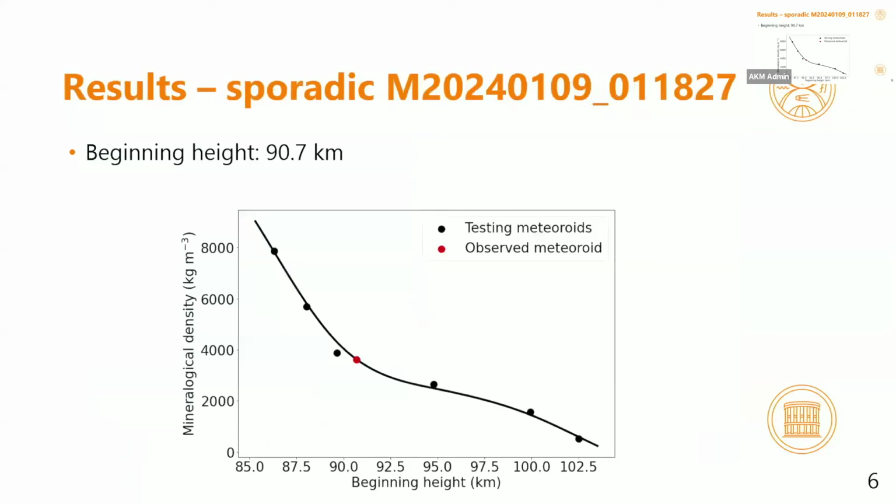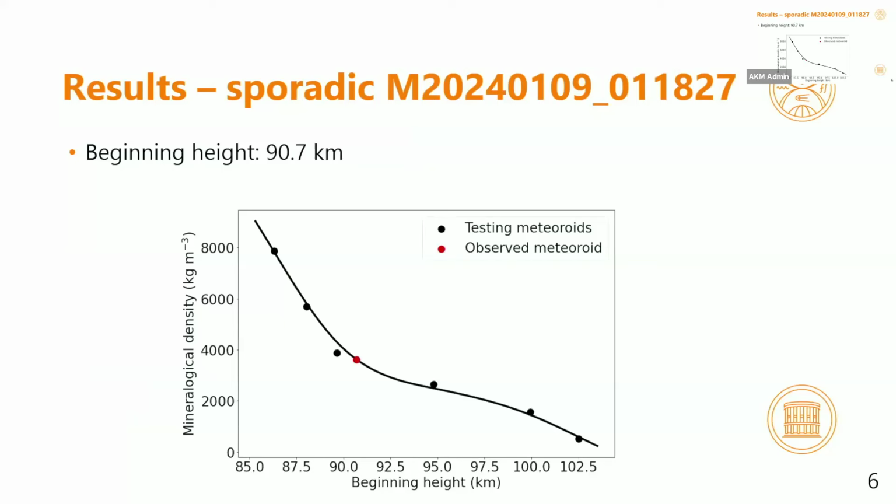So, to see it on an example, we simulated a sporadic bolide observed above Slovakia this January. We ran the simulation 6 times for 6 different materials. They are the black points on the plot. The leftmost is the iron, its density is the highest. And if this observed sporadic meteoroid was made of iron, it would have become visible at around 86, 87 kilometers.